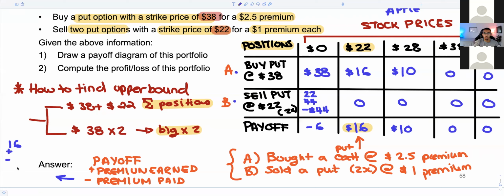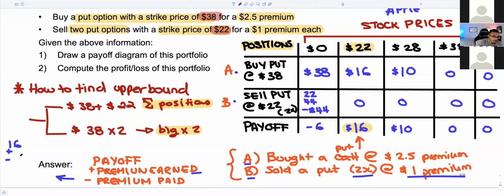Can somebody tell me? So 16 plus what? Somebody write in the chat. Look at A and look at B. It would be $16 to find our profit, to find how much total money we made. $16 plus the premium that we earned. How much did we earn in premiums? Can somebody tell me in the chat? It should be almost obvious. 2 times a $1 premium. There's no wrong answer. Just put something in the chat.